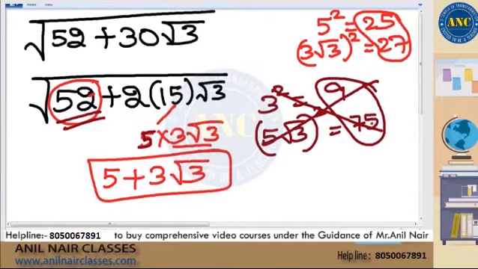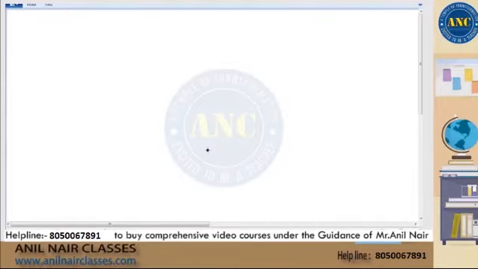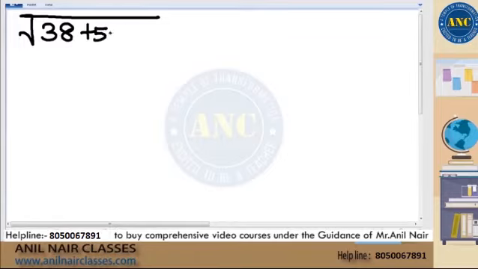I hope the idea is clear for everyone. Now, whatever we have solved till now, everywhere this number was coming either as a 2 or as an even number, so you would have expressed that as 2 into something. Now, if it is not possible to express it as 2 into something, suppose for example, I have a question: root of 38 plus 5 root 3.